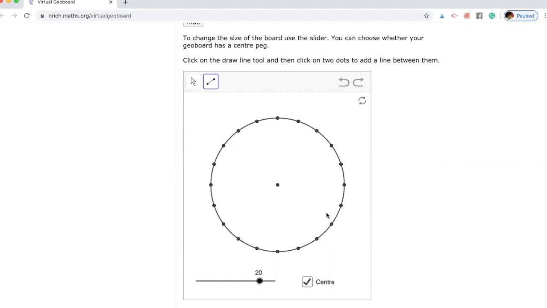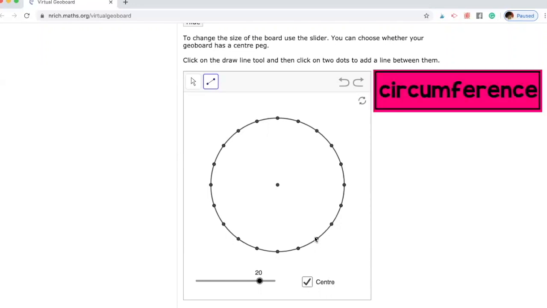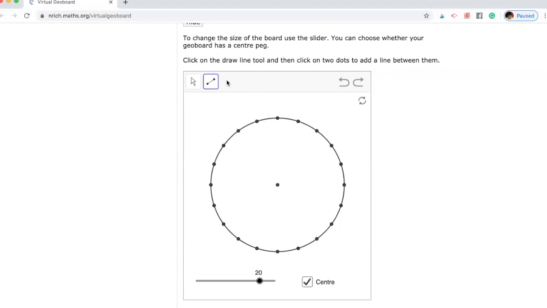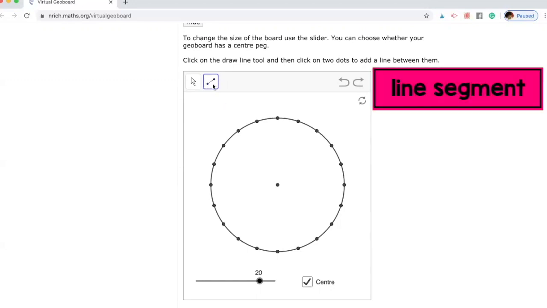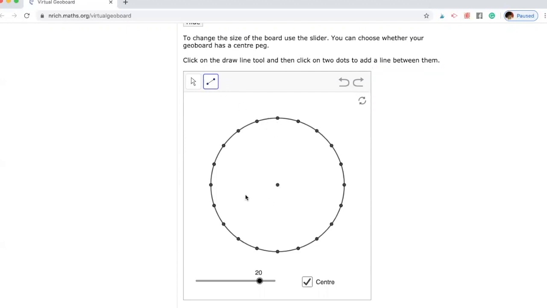Now, when we're talking about the parts of a circle, the outside edge of our circle is called the circumference. The circumference is like the perimeter of the circle. When we were talking about polygons, we talked about the perimeter being the outside edge. Well, the outside edge of our circle is the circumference. Now, we can use this tool to create line segments to identify some of the parts on our circle.